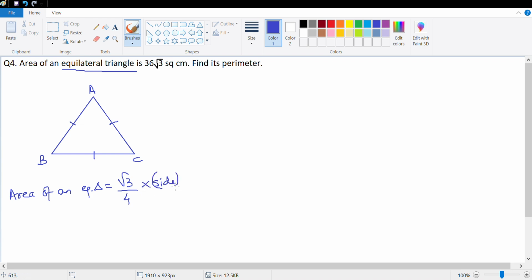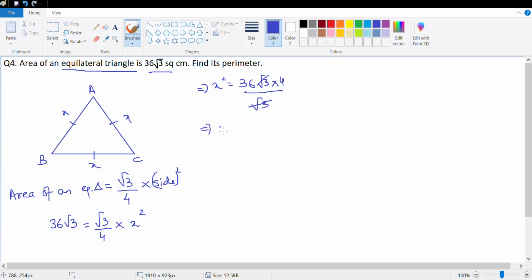Area, if we remember, area of an equilateral triangle is equal to root 3 upon 4 into side square. Perfect. So in this case, the area is given, which is 36 root 3, equal to root 3 upon 4 into, let's say, x square, which means x square will be equal to 36 root 3 into 4 upon root 3. Root 3 and root 3 get cancelled. So x would be equal to square root of 36 into 4. So from this 6 comes out, from this 2 comes out, which means 12 centimeter.